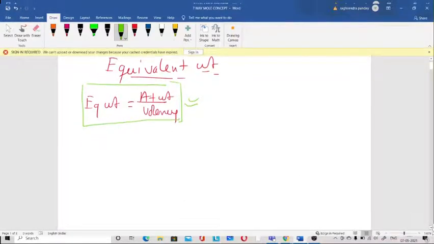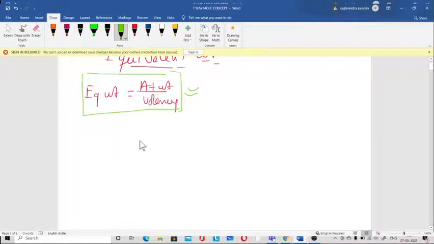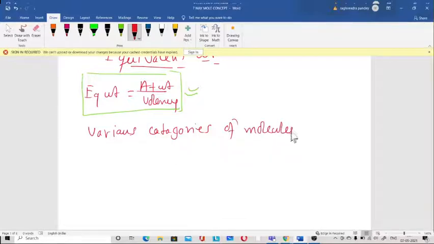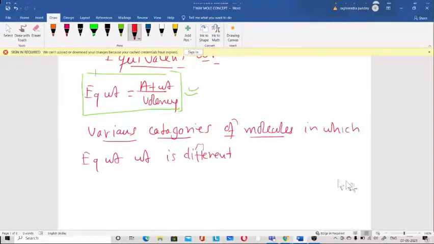Okay, now there are various categories of molecules in which equivalent weight is different.